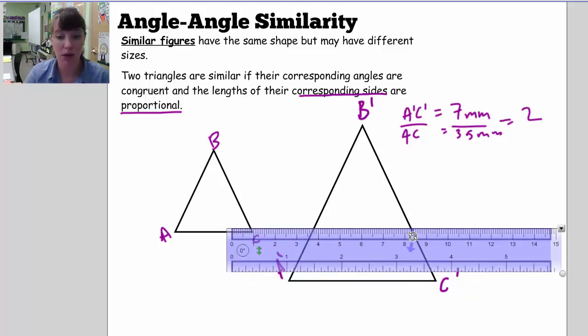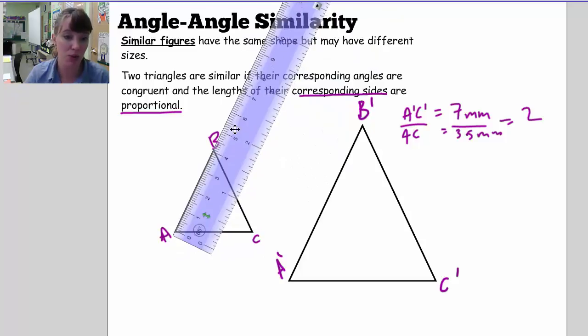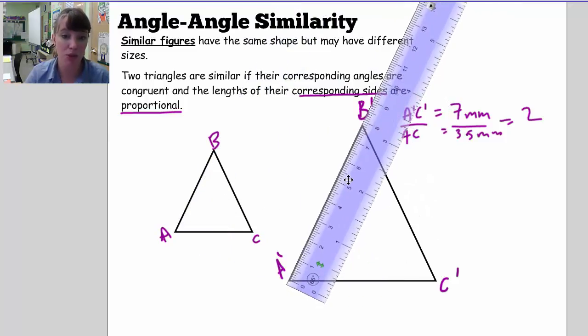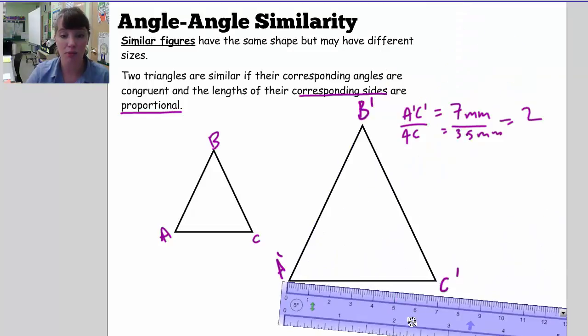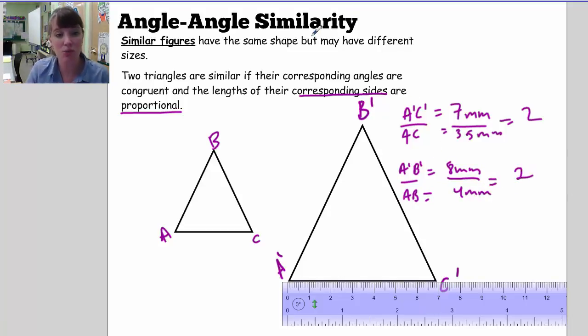Now, this is going to be the same thing if I took this measurement and flipped it around. I measure the side length, AB is going to be 4, and A prime B prime is going to be 8. So if A prime B prime is equal to 8 millimeters, and AB is equal to 4 millimeters, and I divide them, I also get this ratio of 2. So that's what it means to be proportional: anytime I take the image's length over the pre-image's length of the corresponding sides, I always get the same proportion, the same ratio.